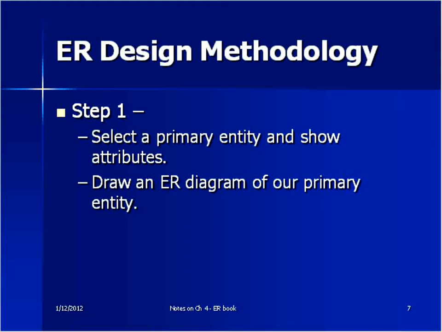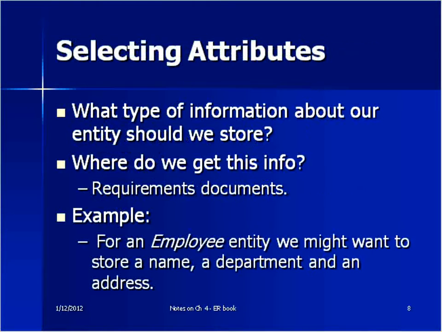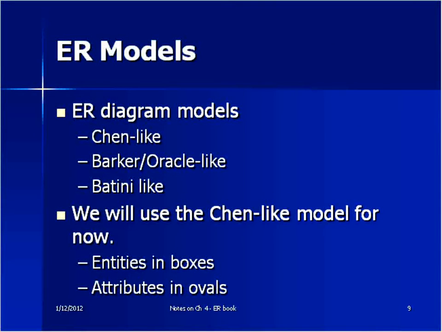Okay, so the first step in the ER design methodology is to select a primary entity, show its attributes, and draw an ER diagram of our primary entity. I have discussed selecting attributes a little, but this slide talks about what type of information about our entity we would like to store, and that is what the attributes would be. So once you've selected an entity that you would like to store information about, what are the attributes that you would like to store information about? That's what would be the attributes.